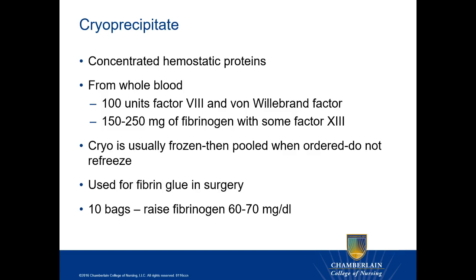Cryoprecipitate is something else that we can give. It's a concentrated hemostatic collection of these proteins. It's made from whole blood. Cryo is usually frozen and then pulled when we order it. We don't refreeze it. This is what is used as fibrin glue in surgery, if you've ever seen that being used. Fibrin glue will close the wound.